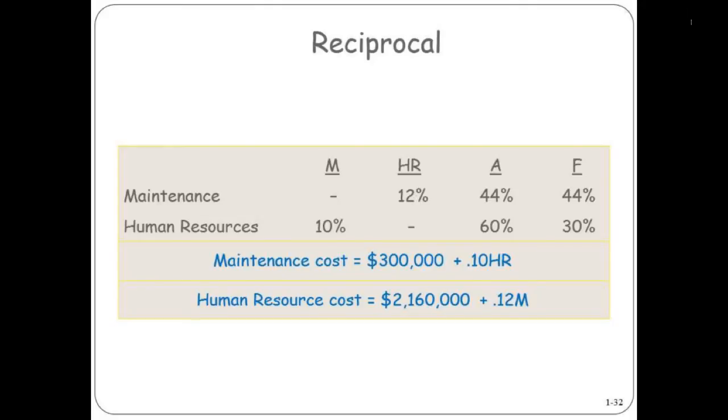So M is equal to 300,000 plus 0.1 H. I'll just call it H. H is equal to 2,160,000 plus 0.12 M. So to solve this, it's very tough to solve a problem with two variables, but we know that this whole thing is equal to H. So you have M is equal to 300,000 plus 0.1 times (2,160,000 plus 0.12 M). Now this is solvable because you have one variable. And you can solve the problem. I won't go through that math. So you create simultaneous equations and you solve.